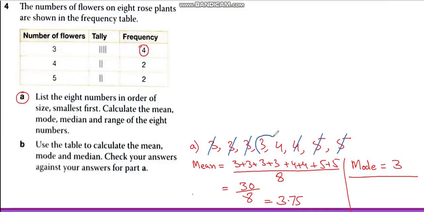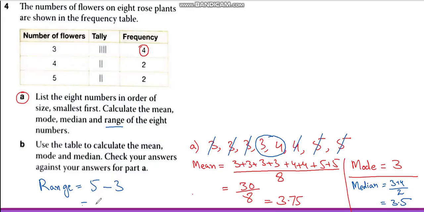And there are 2 middle values. In case of 2 middle values, we find the mean of the 2 middle values. So the median will be equal to 3 plus 4 divided by 2, that will be equal to 7 divided by 2, which means 3.5. And also we have to mention the range, and range is basically the difference of the maximum and minimum value, that is 5 minus 3, which is equal to 2.